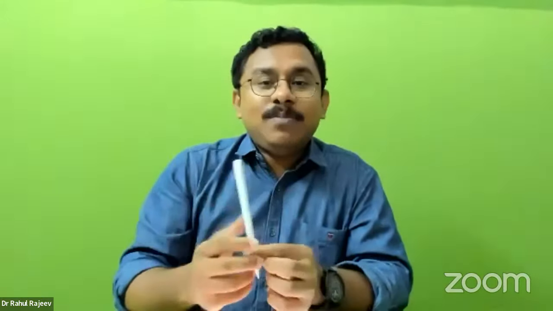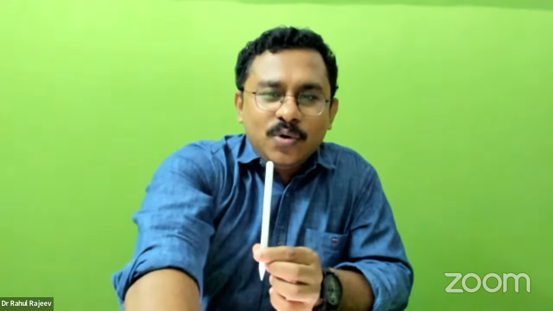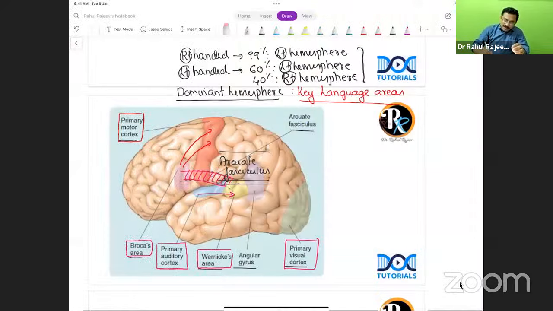So who knows the name of the structure? The angular gyrus is there. So this angular gyrus is the one that will help in naming. Naming of objects is a function of the angular gyrus. So I saw this pen, the visual cortex knows it is something for writing, not the exact name, and the angular gyrus identified it is a pen.